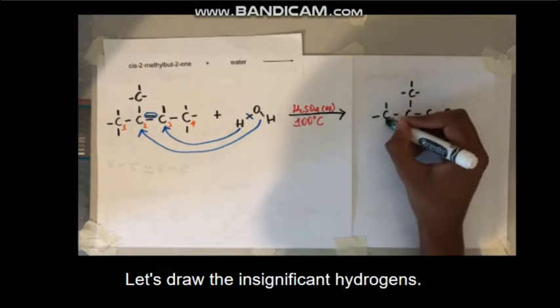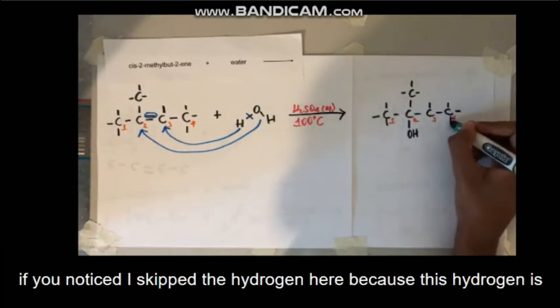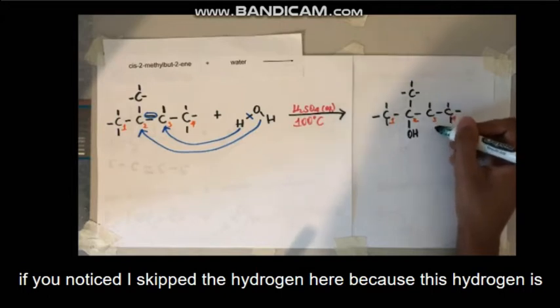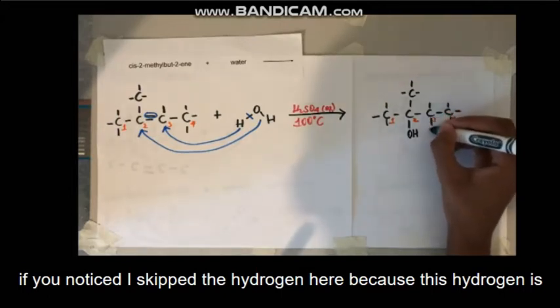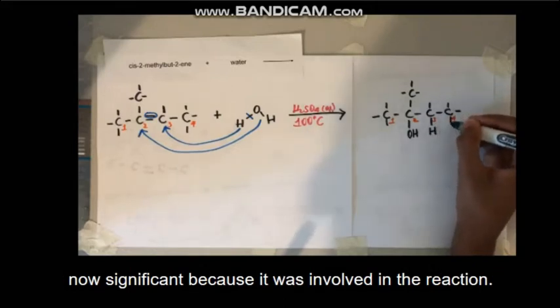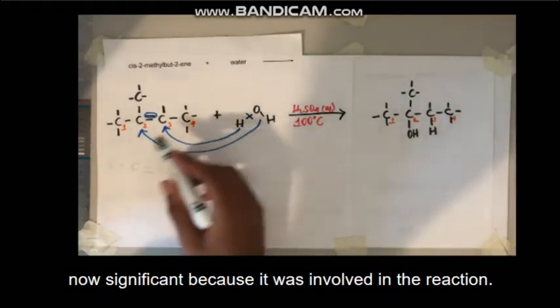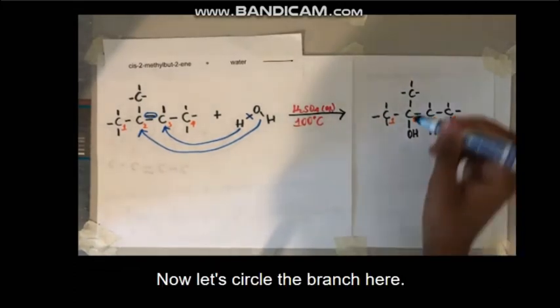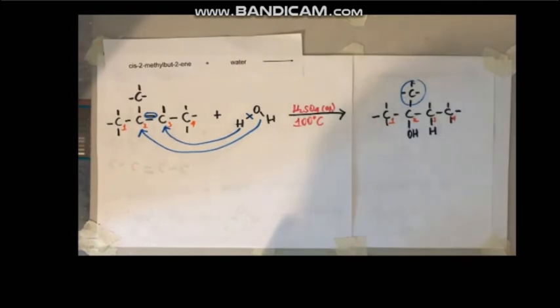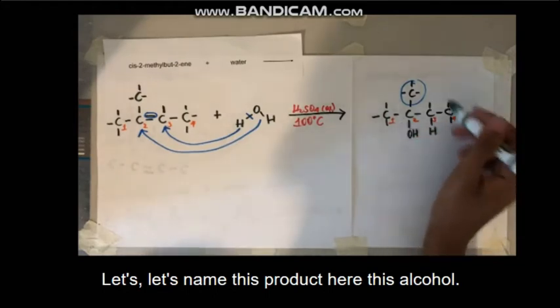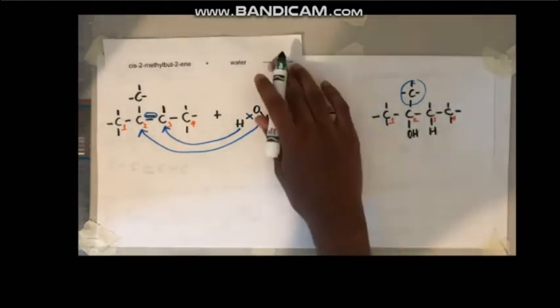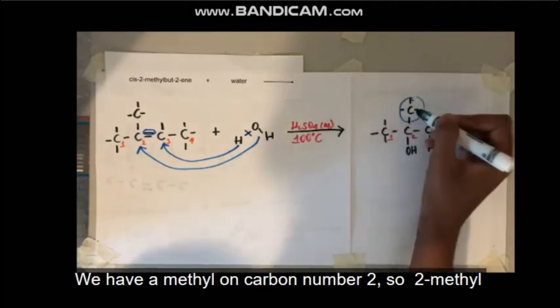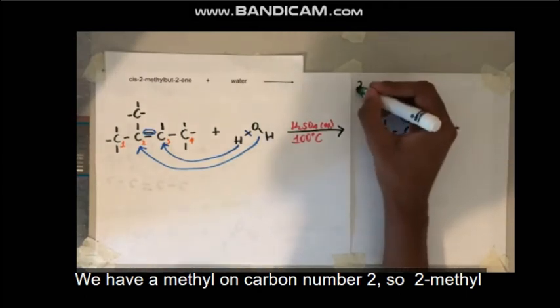Let's draw the insignificant hydrogens. If you noticed, I skipped a hydrogen here because this hydrogen is now significant because it was involved in the reaction. This hydrogen is this hydrogen that was involved in the reaction. Now, let's circle the branch here. Let's name this product here, this alcohol. We have a methyl on carbon number 2, so 2-methyl.